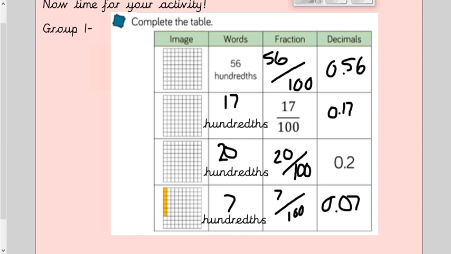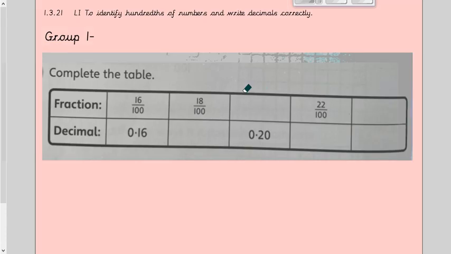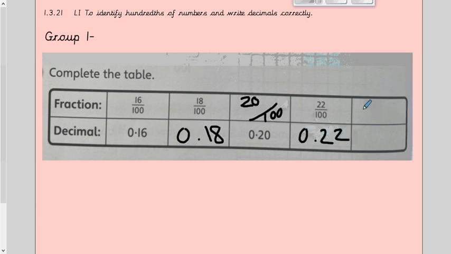The second part then for group 1 and for just group 1. 18 hundredths as a decimal would be 0.18. That would be 20 one hundredths, 0.22. And then you could have done your own one. So as long as they match up and you've got the right fraction for the right decimal, then that's fine. Maybe get a parent to check it at home, because I can't go through all of them. It would take me far too long. So maybe check the last one with a parent at home.